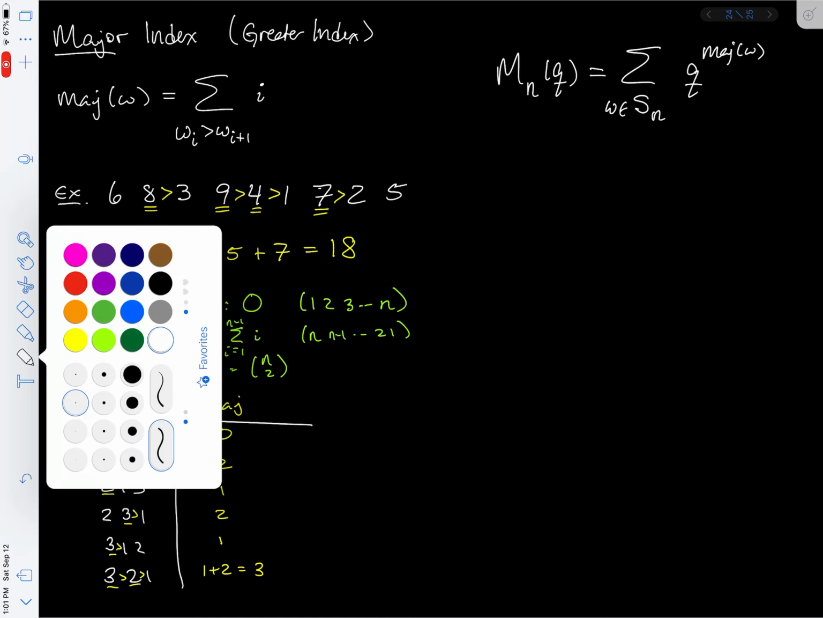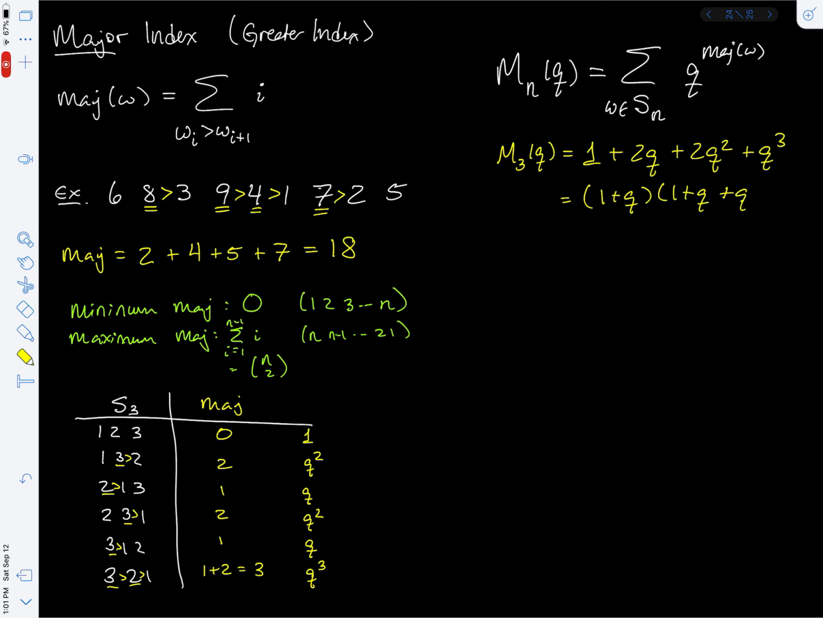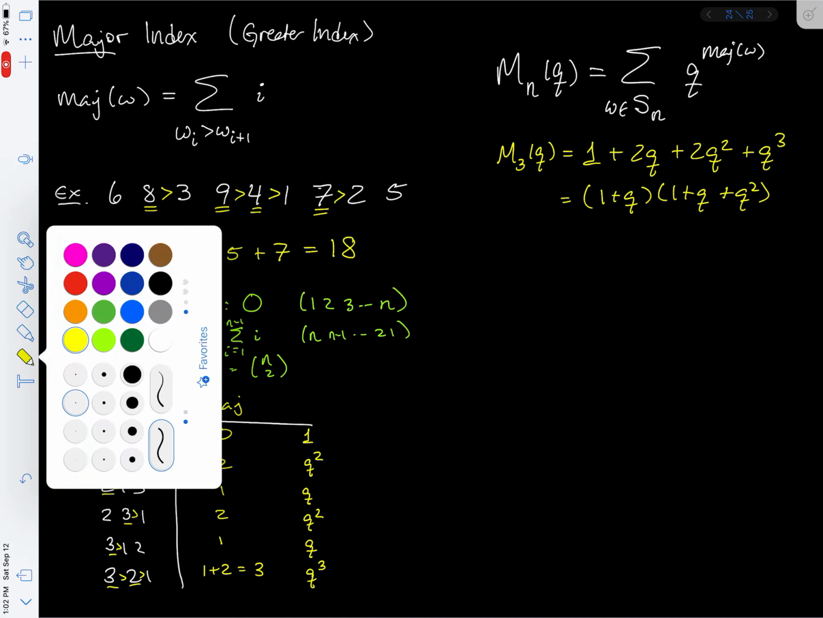And we can compute it for the example that we did. We did m3 of q. We can just write down that this is going to be q to the 0, this is going to be q squared, this is a q, this is a q squared, this is a q, and this is a q cubed. So just consolidating our terms, we get 1 plus 2q plus 2q squared plus q cubed, which you might recognize. And if you didn't, one thing you should do when you have these sorts of things is factor them, because it can lead to interesting things. So we factor this and we realize, oh, actually we've totally seen this before. And that leads us to MacMahon's theorem.